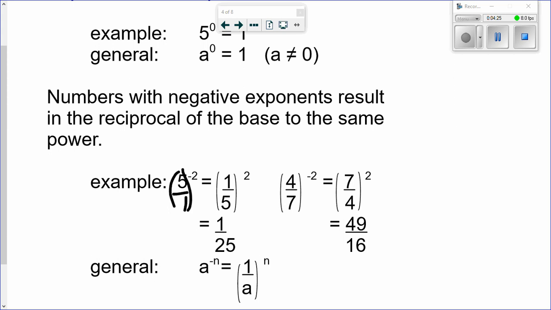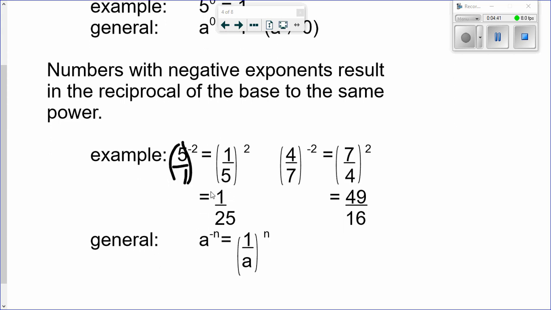Now notice, when you're going from the first one to the second one, it's -2, and now it's a +2. So the value of the number doesn't change, but as soon as you flip that fraction, the negative on the exponent disappears. Now, because everything's in brackets, we square the 1, we square the 5, 1 squared is 1, 5 squared is 25, and that's where that second fraction comes from.